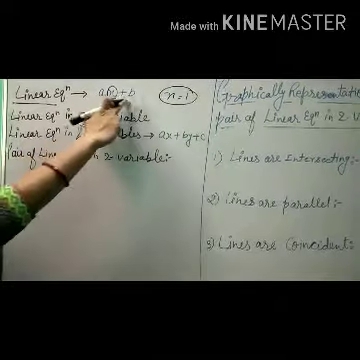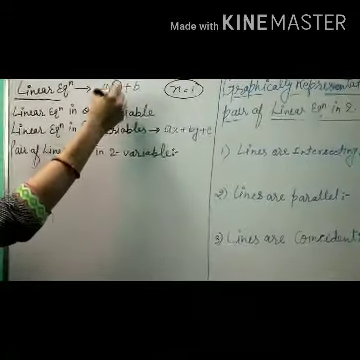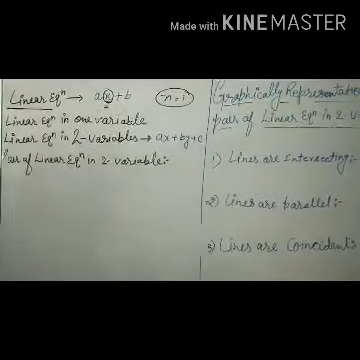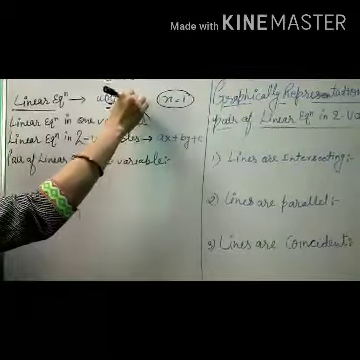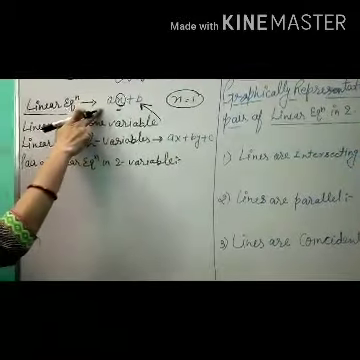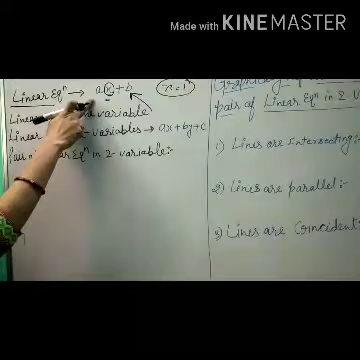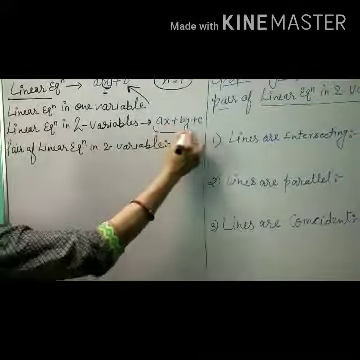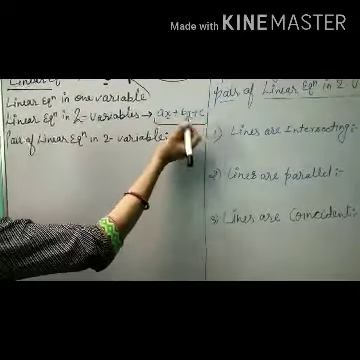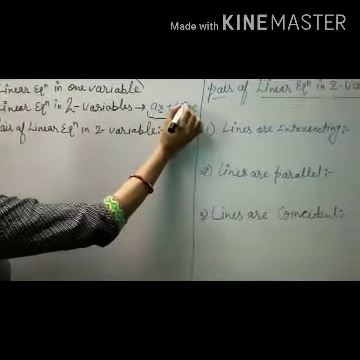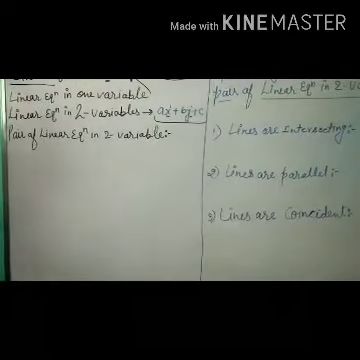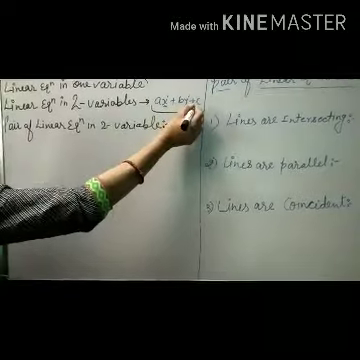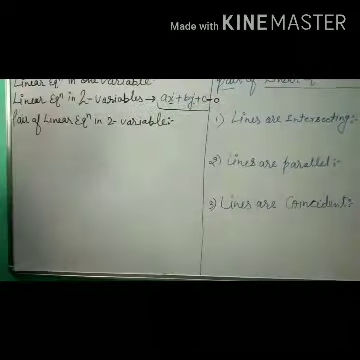So here ax plus b is a linear equation and only one variable we are using here, that is only x. So this is a linear equation in one variable. Okay, linear equation in two variables. Here we have two variables x and y. In both x and y we have power only 1. So this is the linear equation in two variables, ax plus by plus c is equal to 0.